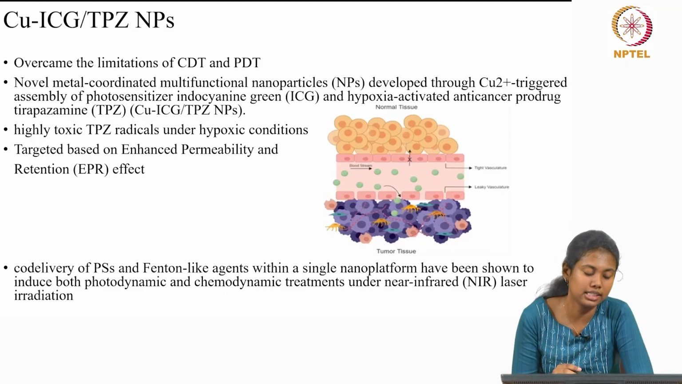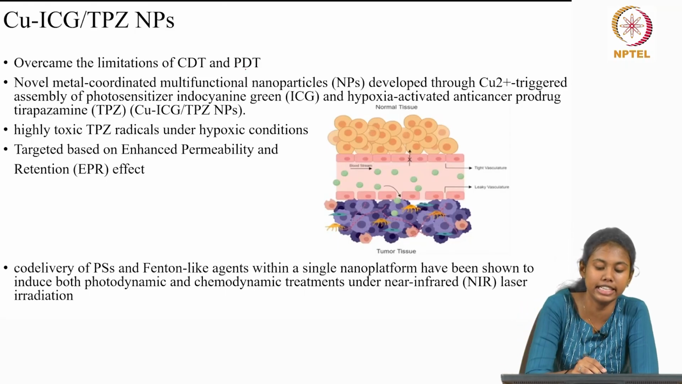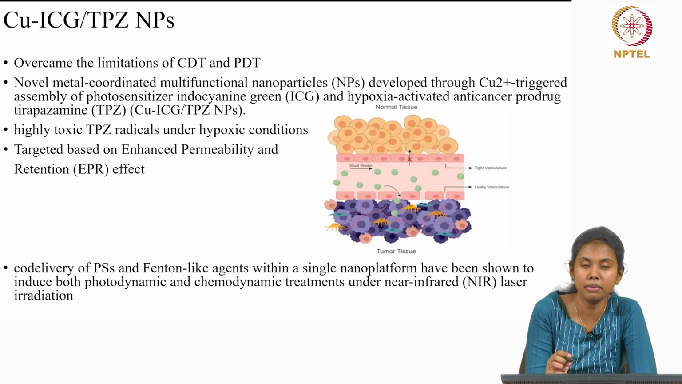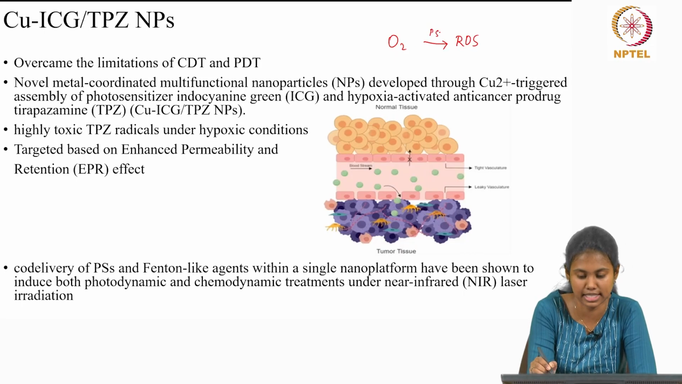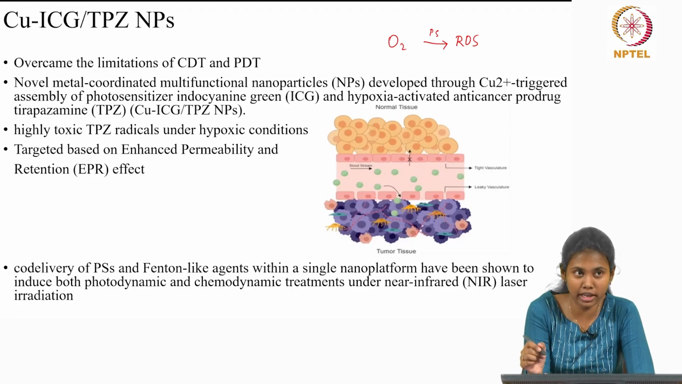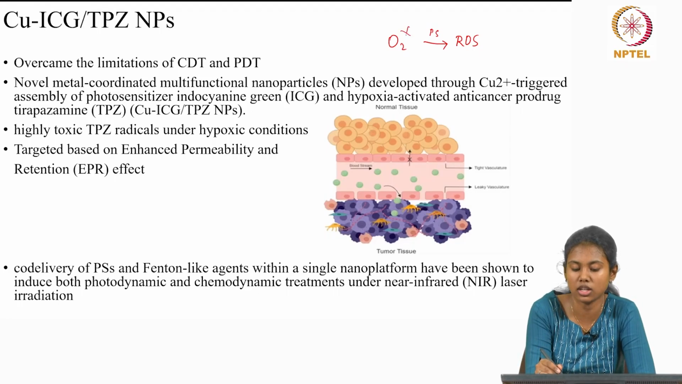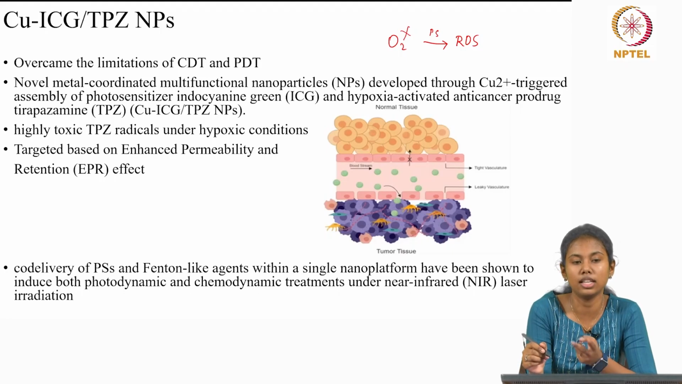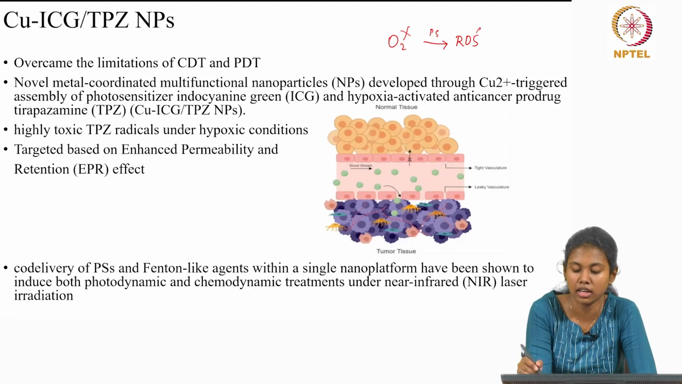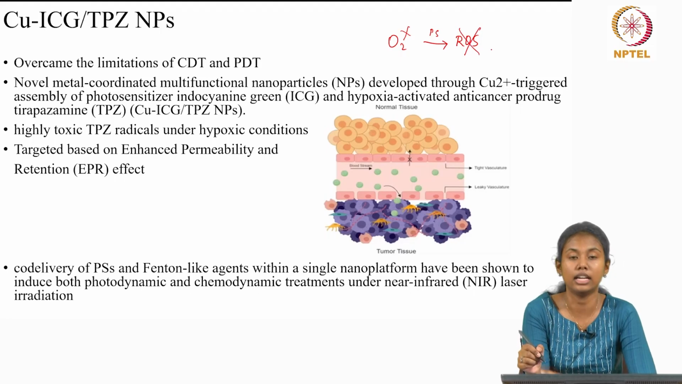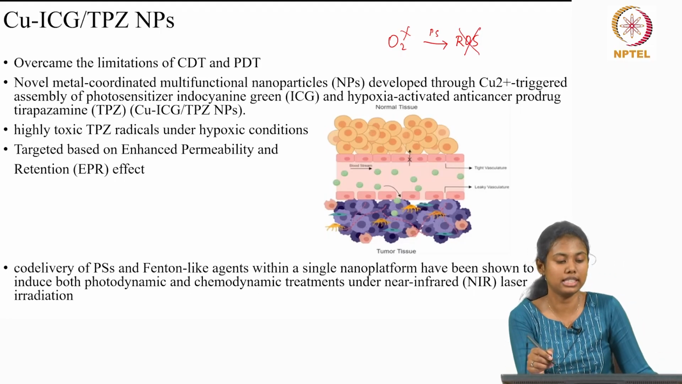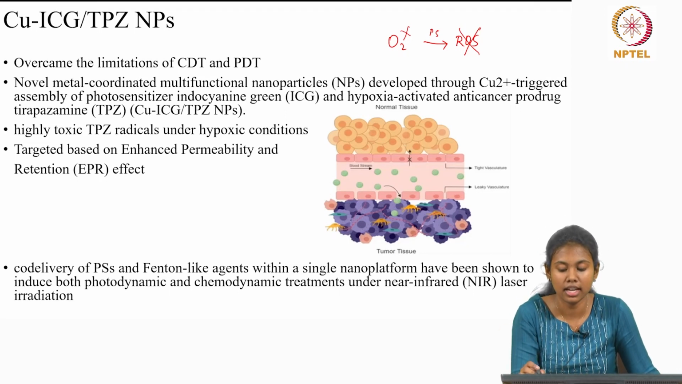This particular nanoparticle was designed to overcome the limitations of CDT and PDT, where photodynamic therapy is based on the principle that oxygen is converted to reactive oxygen species by photosensitizers. But a tumor environment is hypoxic, where oxygen is not available, so that becomes a limitation. Another disadvantage is that the antioxidants present in the cancer cell inhibit the reactive oxygen species produced by PDT. In order to overcome all these limitations, this particular nanoparticle was designed.